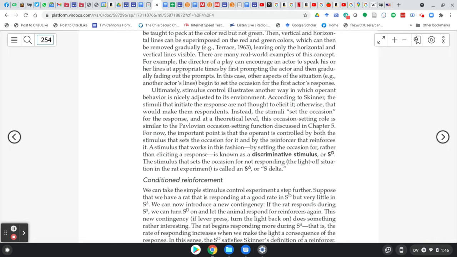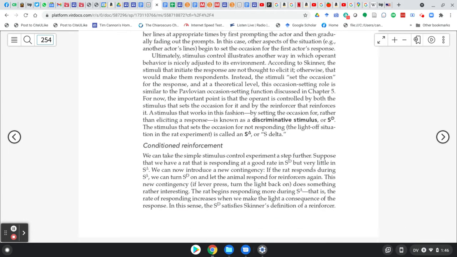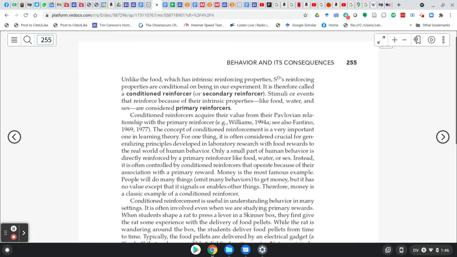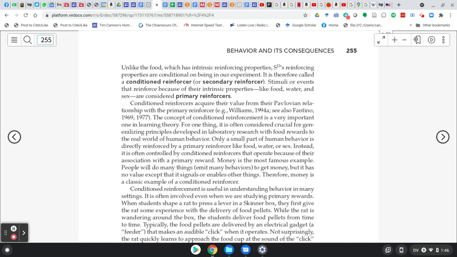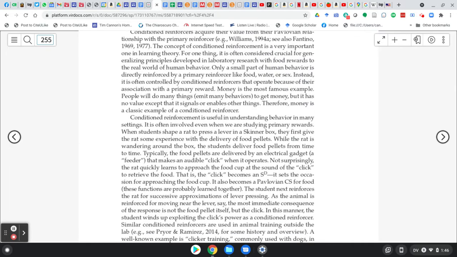SDs and S deltas are used throughout the chapter. You should become familiar with those symbols so you don't have to think about it when they come out. And conditioned reinforcement is very important. And of course, this is one of the ways that operant conditioning links to classical conditioning. And there's a discussion of primary and secondary or conditioned reinforcers. And that's all very good. And conditioned reinforcers are used in many settings.